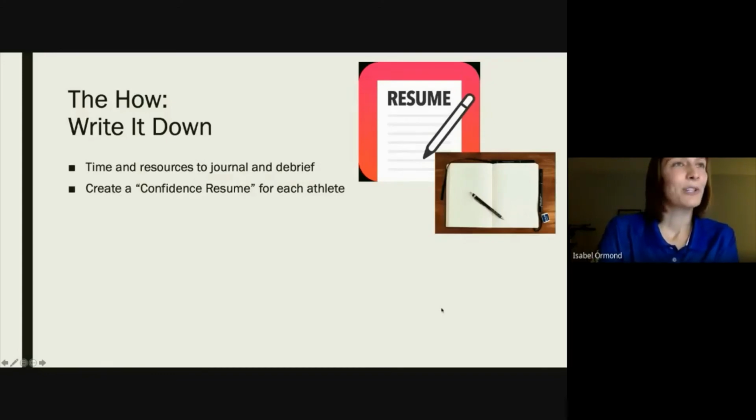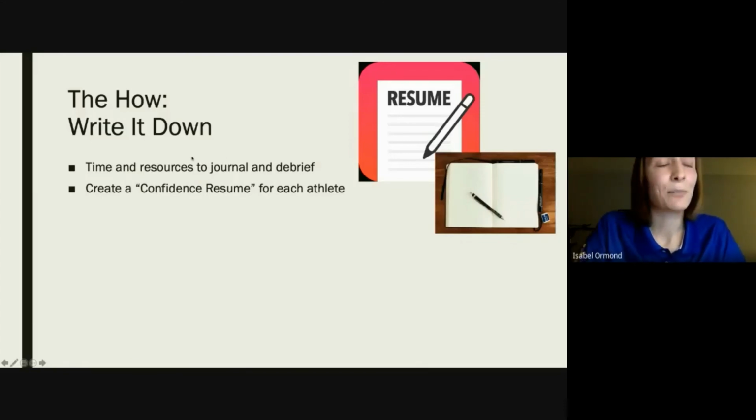Last one, which Robin sort of touched on, is writing it down. So provide time and resources to journal and debrief, ask probing questions about their emotions, their interactions, what they remember, what they're struggling with remembering, and get to a point where they can have journals all the time. So they're writing down how much they're scoring, they're writing down offenses.